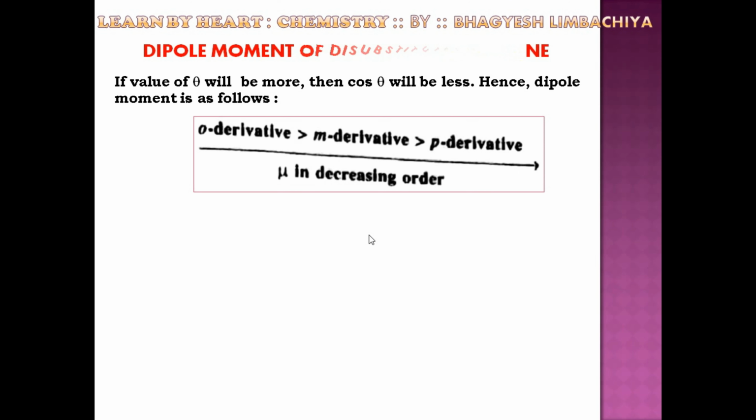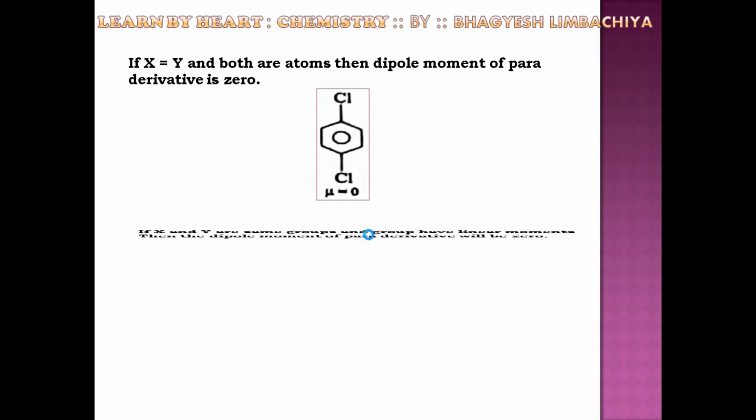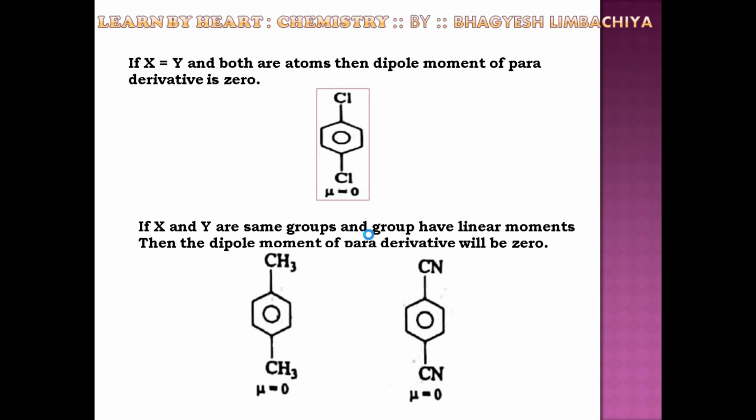Next, if x equals y, means both of the functional groups are same and both are atoms, then the dipole moment of para derivative is 0. If x and y are same groups and groups have linear moments, then the dipole moment of para derivative is also 0. See the examples.